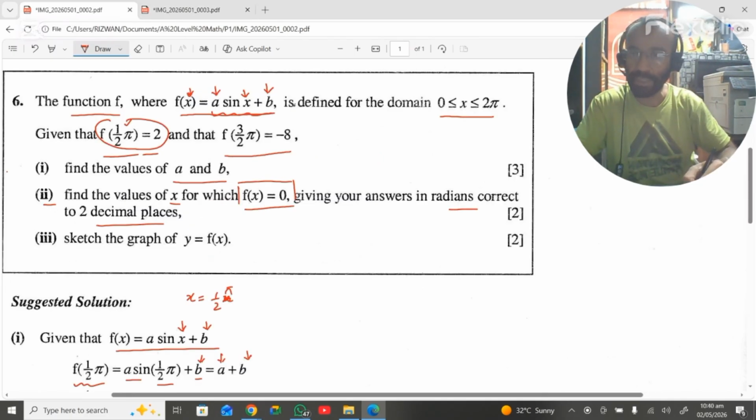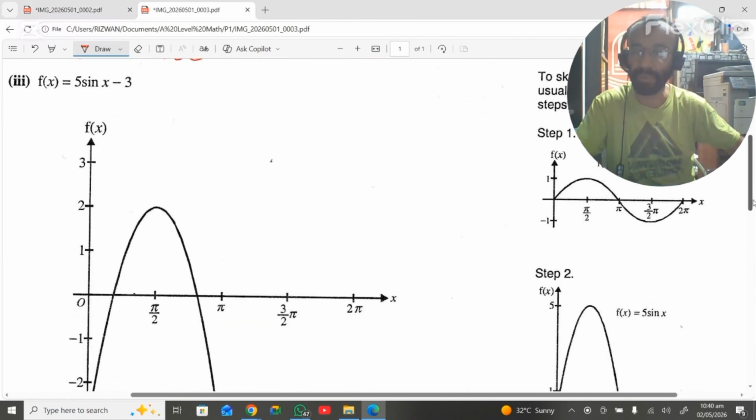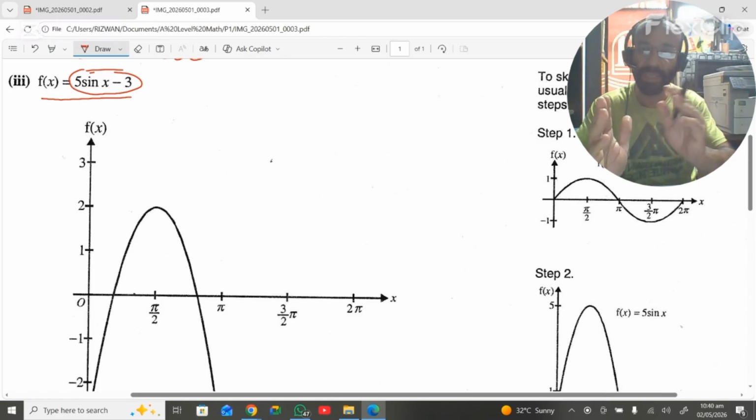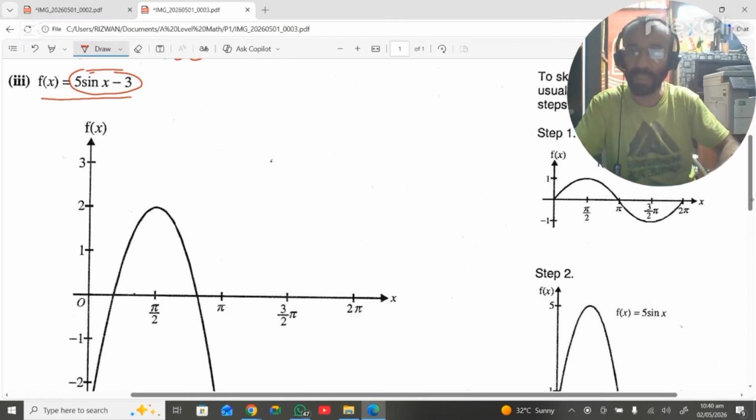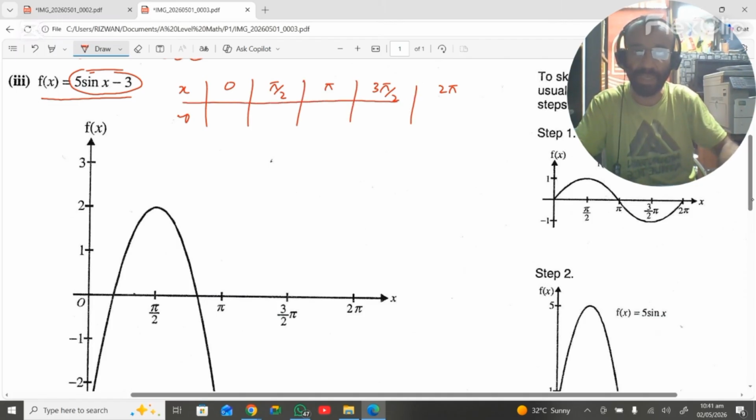The third part of the question is sketch the graph y is equal to f of x, and definitely we are going to sketch the graph of y is equal to 5 sine x minus 3. So remember, whenever the graph of sine x is required to be plotted, take the interval of pi by 2 on the x-axis, like this one, 0, pi by 2, pi, 3 pi by 2, and 2 pi. So take these differences on the x-axis, and now convert your calculator into radian mode and put these values one by one in the function to get the values of y.